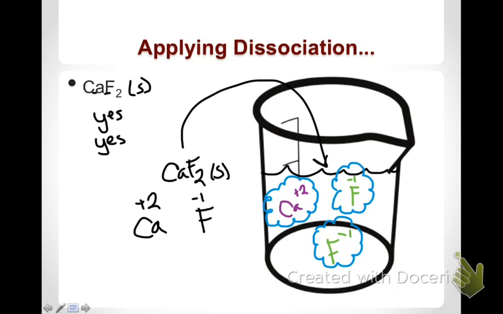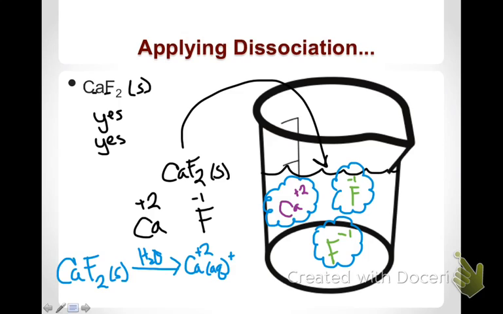So here's how we draw that as far as an equation goes. So we have CaF2 solid, and if we add it to water, we're going to get Ca+2 aqueous and 2 F-1 aqueous.